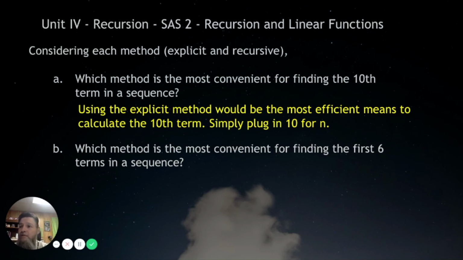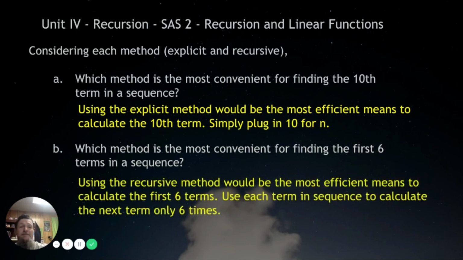Which method is most convenient for finding the first 6 terms in the sequence? In that case, since you have to recurse to find them, it would be more efficient to just go term by term and find the first 6 terms. It makes it much easier that way than to plug the first 6 numbers of the sequence, 1, 2, 3, 4, 5, 6, into a formula.